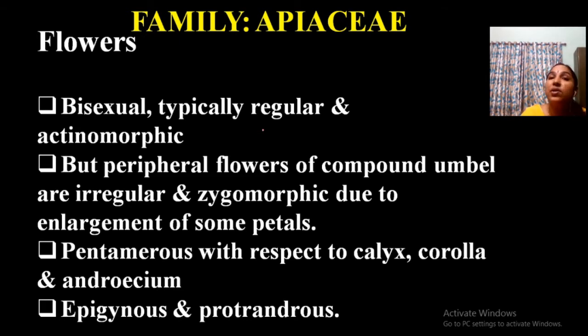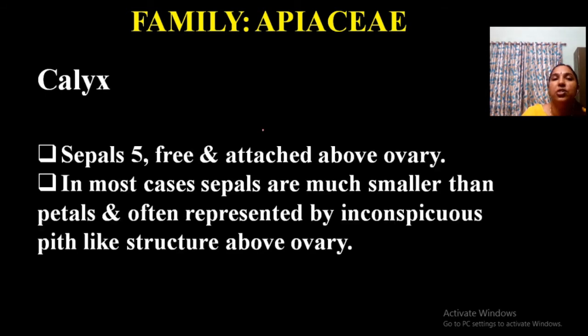Okay. Flowers are typically bisexual, regular and actinomorphic. When you cut, you can get 2 equal halves. Regular actinomorphic flowers, but peripheral flowers of a compound umbel are zygomorphic. That is very important. Peripheral flowers of a compound umbel are zygomorphic because the peripheral petals are larger. Okay. Then pentamerous, that is arranged in 5 and its multiples. Then epigynous also, that is inferior ovary, that is a very important point.